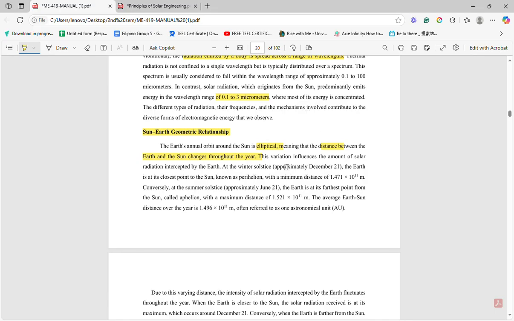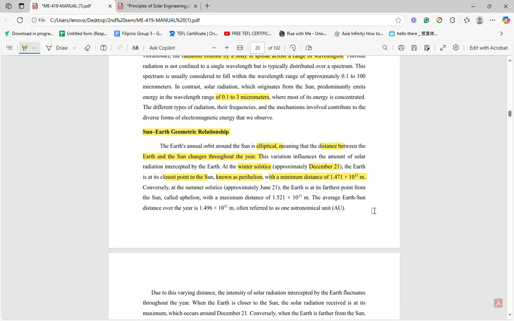This variation influences the amount of solar radiation intercepted by the Earth. So during the winter solstice, approximately December 21, the Earth is at its closest point to the Sun, known as perihelion, with a minimum distance of 1.471 times 10 to the 11 meters.